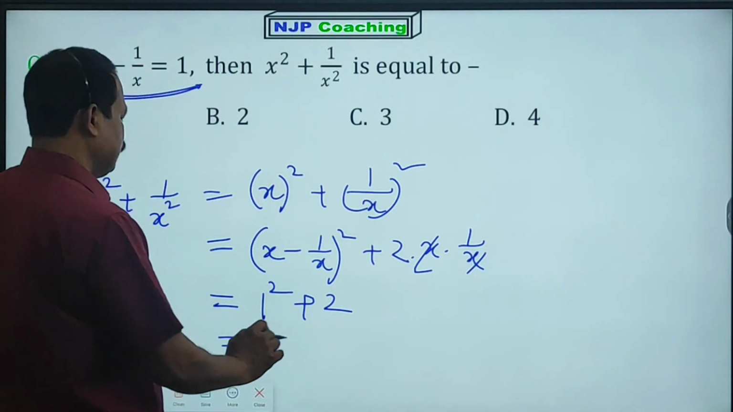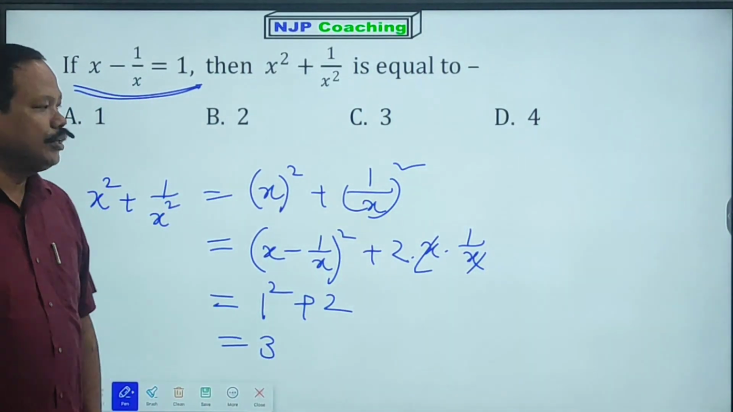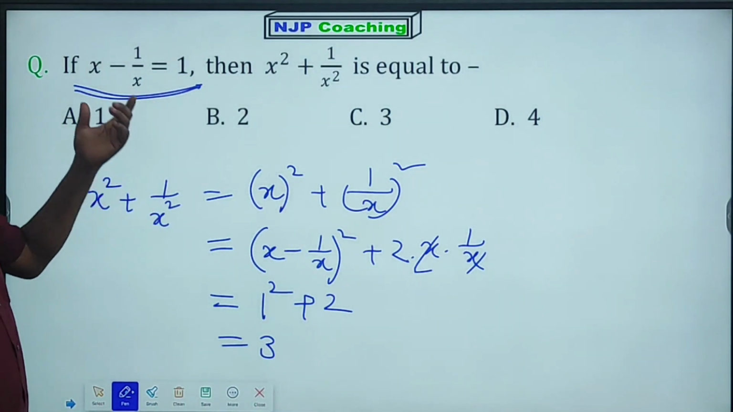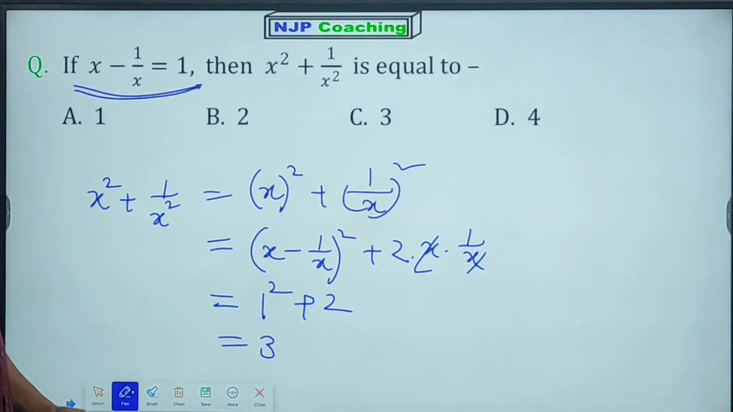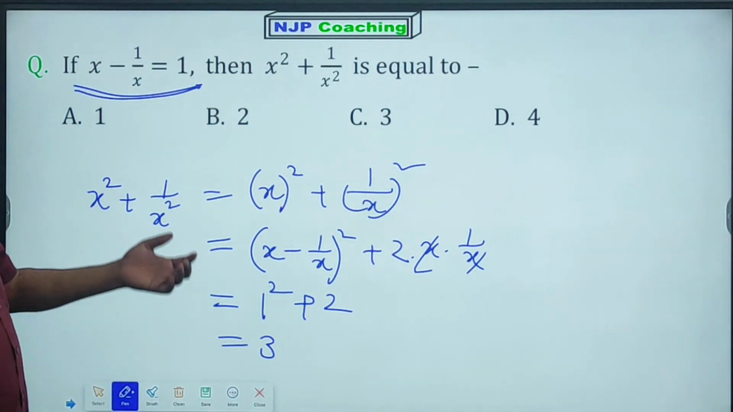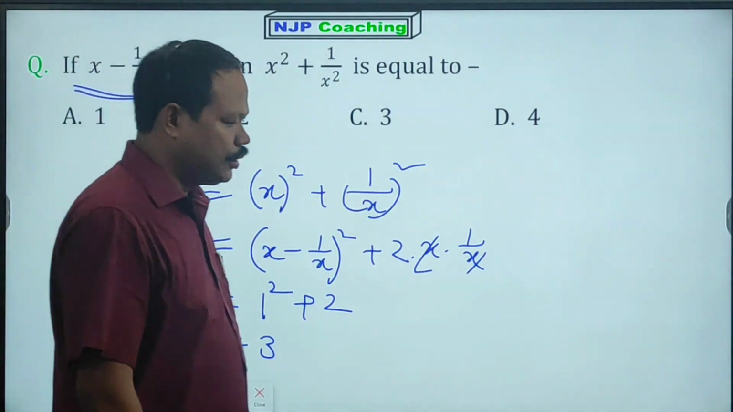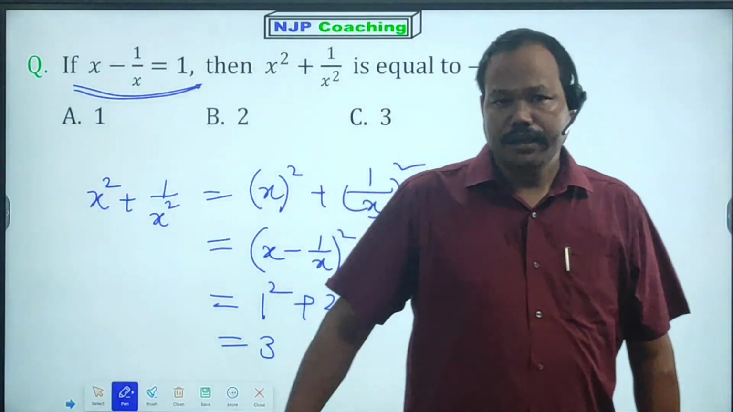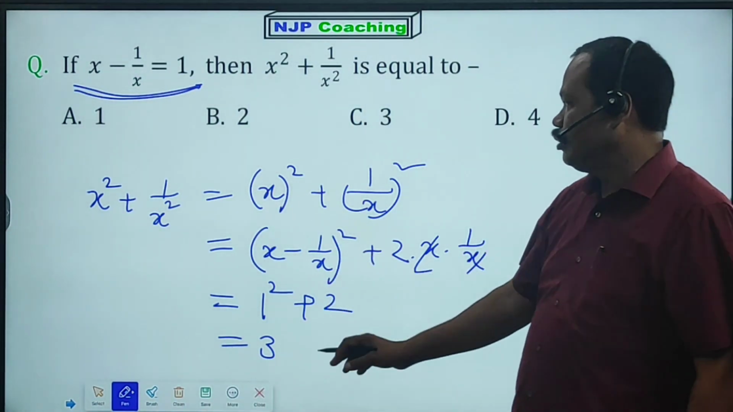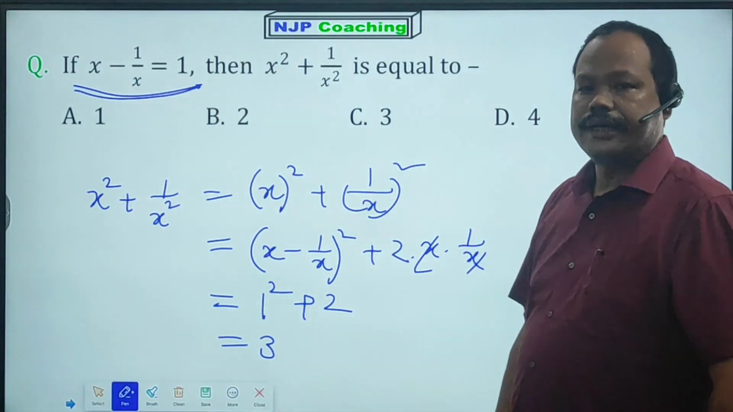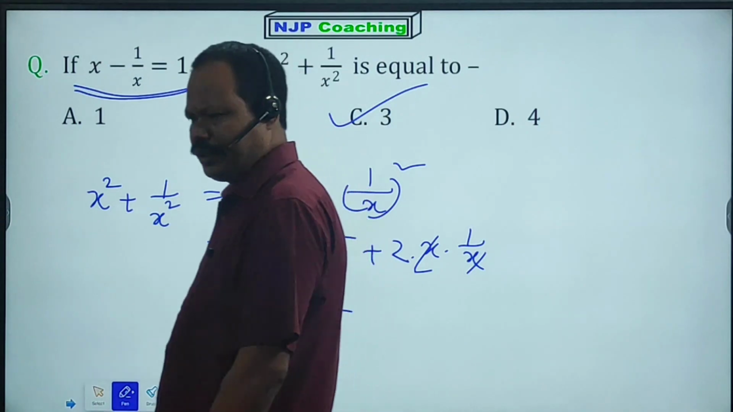that is 3. If we want x square plus 1 by x square, we have two formulae: (a minus b) whole square plus twice ab, and (a plus b) whole square minus twice ab. In this question the value of a minus b is given, because x minus 1 by x is 1. So we have to use this formula, and putting the values, the value of x square plus 1 by x square is 3. This is the right option.